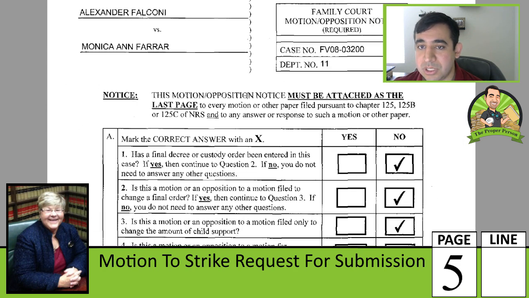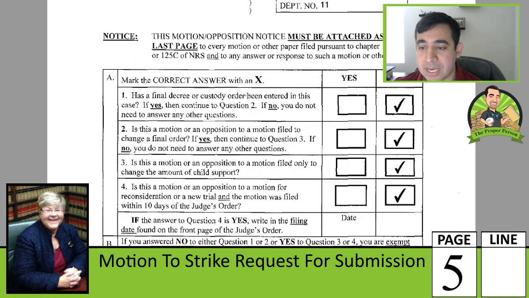Here is the motion opposition notice. We've talked about this several times. You fill in the check boxes and you'll determine whether or not you have to pay a $25 filing fee. In this case, she did not have to pay that fee.